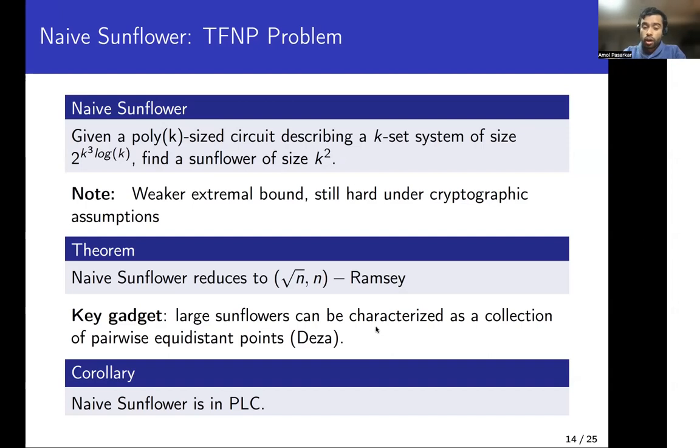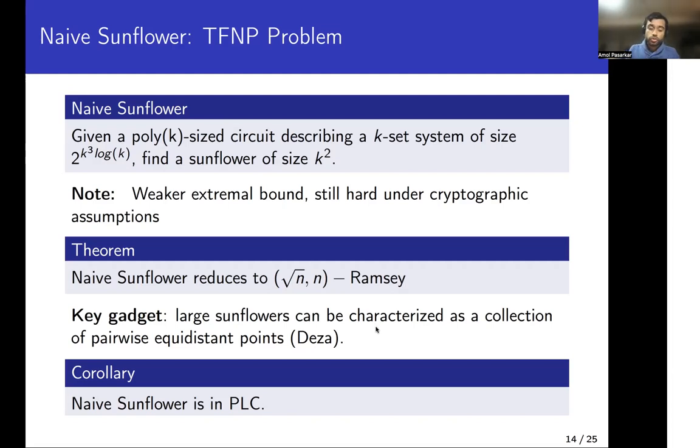This is a valid metric, and under this metric, sufficiently large sunflowers are equivalently characterized as collections of pairwise equidistant objects. And using this correspondence, we can then take a set system and we can convert it to a graph where every single node in the graph corresponds to one of these sets. And we color the edge between any 2 nodes based on the distance between the underlying sets that these nodes represent. And if we take this approach, a clique then corresponds to a collection of pairwise equidistant sets. And therefore, the problem of finding a clique allows us to find the sunflower.